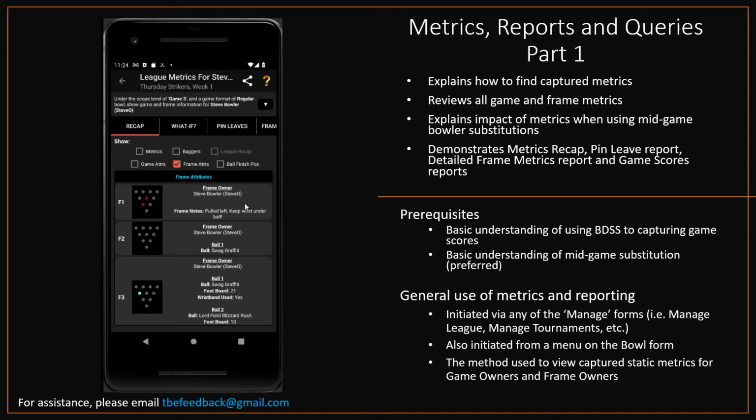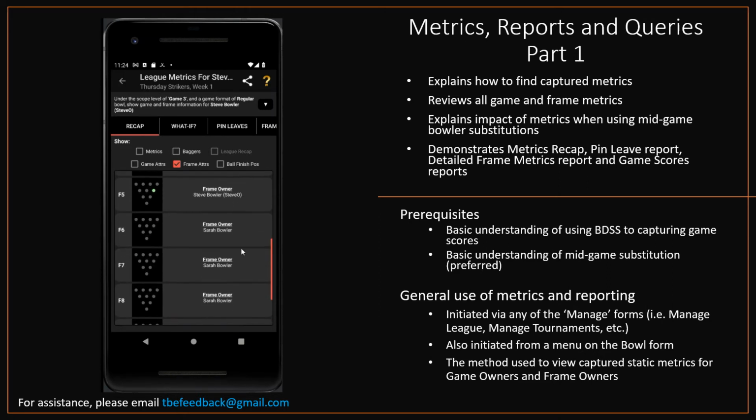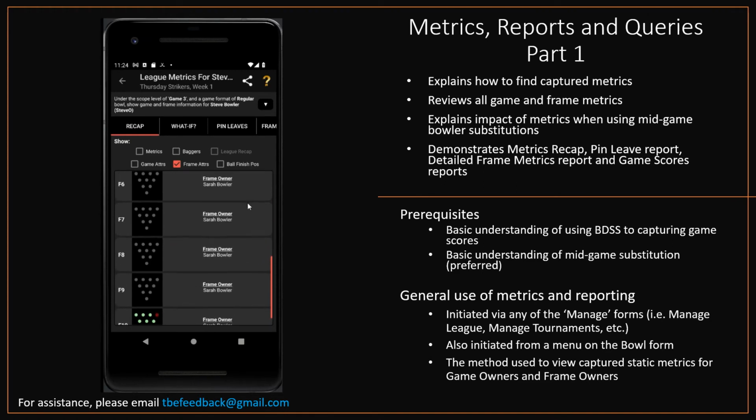So you can see in frame 1, the frame owner is Steve. He left a 2-5 and he failed to pick it up, as seen by the red 2-5. Steve wrote frame notes, which are displayed here. And in frame 3, you can see some additional attributes that were captured. And if I scroll down to frames 6 through 10, you can see that Sarah owns those frames.